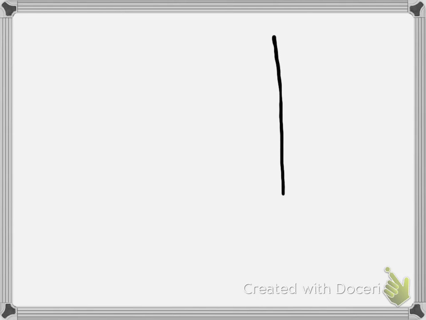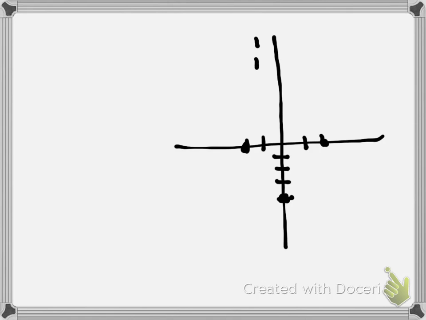Okay, so let's see what we have. We have an x-intercept of +2. We have an x-intercept of -2. We have a y-intercept of -4. We have a vertical asymptote of x equals -1. We have no horizontal asymptote. We have a slant asymptote of y equals x minus 1. So we have a -1 for the y-intercept and a slope of 1.